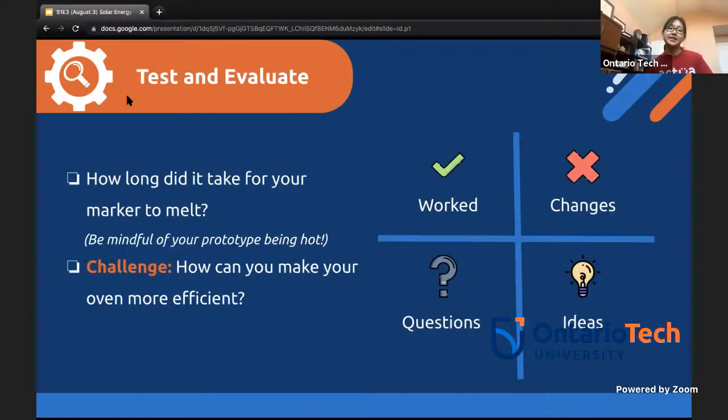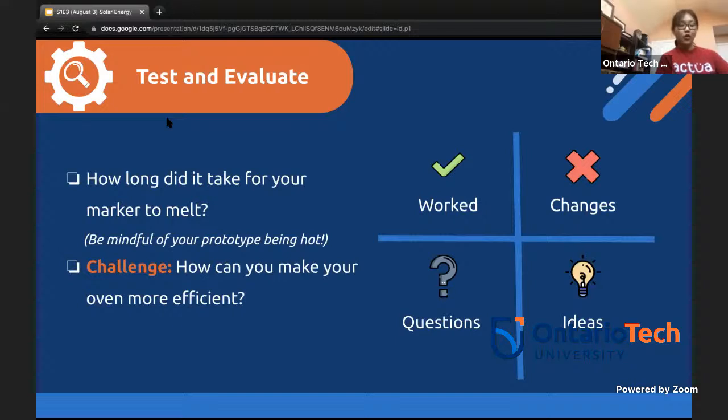So in our last stage, of course, once you've created your solar oven, you can take it outside and put your crayon inside, or put a piece of toast, put a marshmallow in there, and see if it's going to melt or toast itself. And be very careful when you're handling this, because the tin foil and the black paper can all get very hot if you leave it out in the sun. And then, oh, I almost forgot one of the steps.